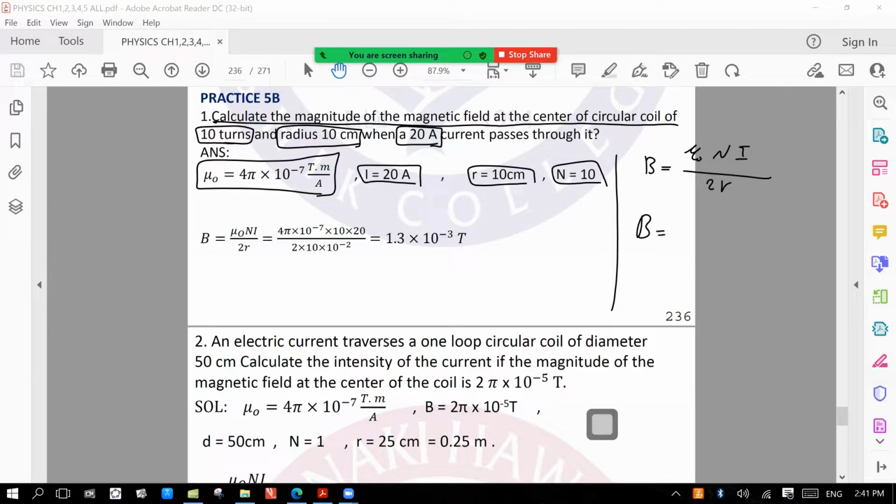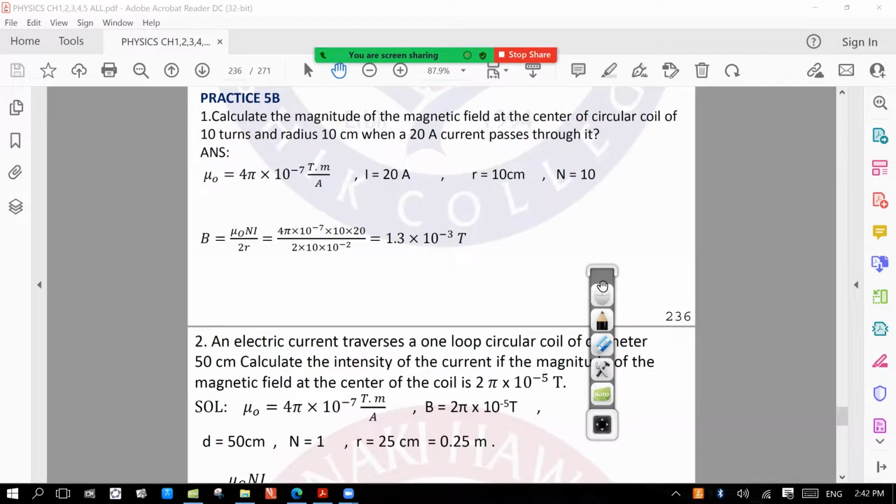B is equal to 4 pi times 10 to the power negative 7 times 10, the number of turns, times 20, the current, over 2 times the radius. It's 10 centimeter, we're going to make it meter, it will be 0.10 meter. In that case, we just multiplied by 10 to the power negative 2, which is similar to dividing by 100. When you calculate it by the calculator, you're going to see B is equal to 1.3 times 10 to the power negative 3 Tesla. That's going to be the magnetic field. And the question is not going to ask us to find the direction.